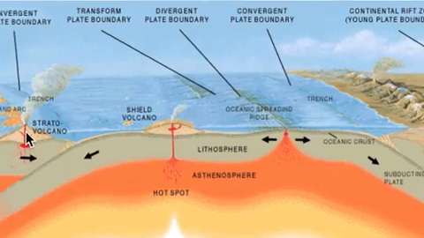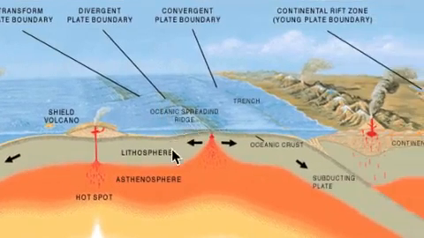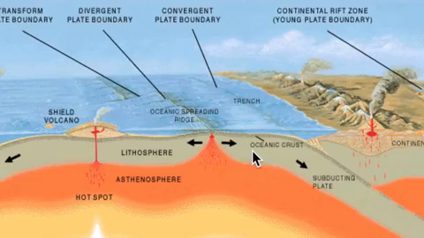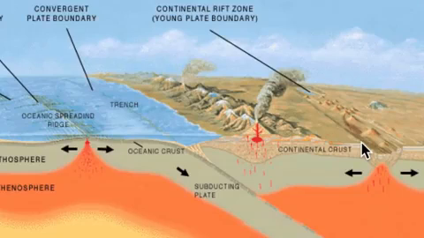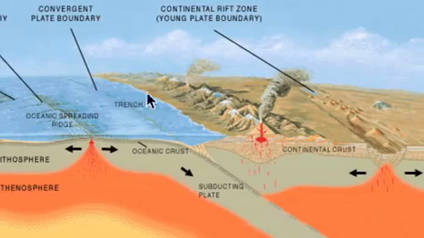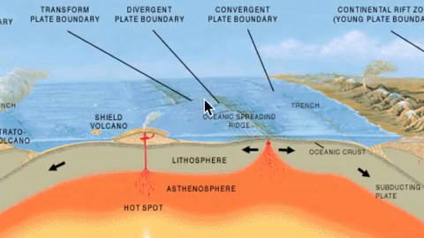We could have divergent boundaries. An example could be right here. So we have this oceanic plate moving away from this oceanic plate. So we get this mid-oceanic ridge. We could have a rift valley where this continental plate is being pulled apart. We could have transform boundaries. Here would be an example where they're sliding past one another. San Andreas Fault is a good example of that.